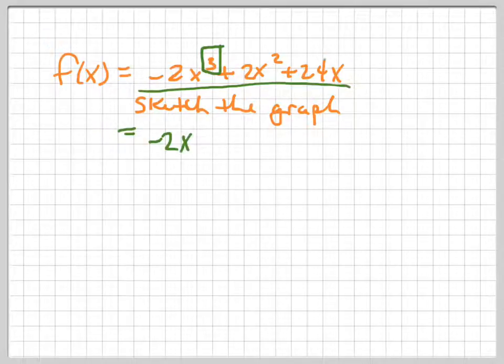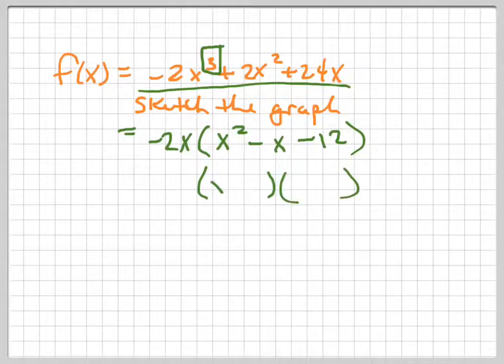Now, why would I take a negative 2 out, not a positive 2? Because it makes it easier to factor what's left inside here. Notice that that would be a negative x, and that'd be a negative 12. It's easier now to factor this if you take the negative out. See how easy this is to factor? It's going to be x minus 4 and x plus 3. That's how that factors.